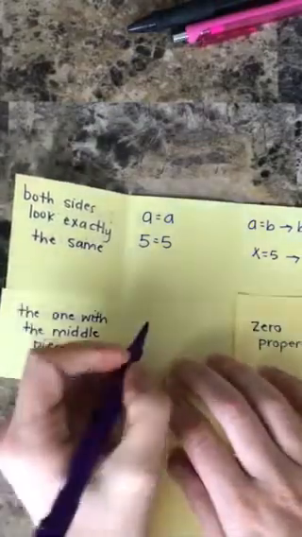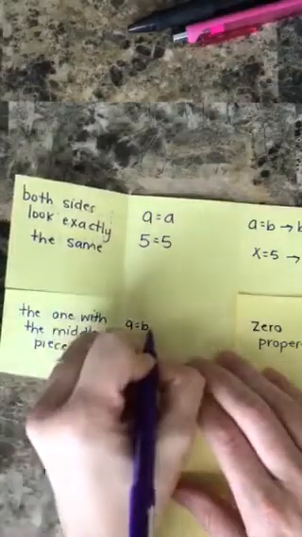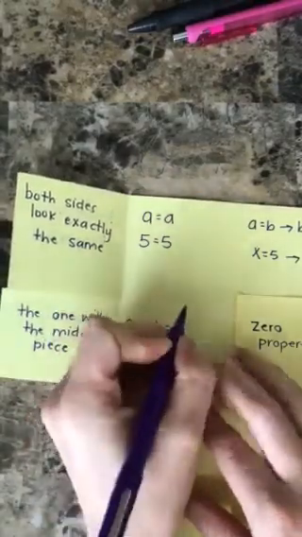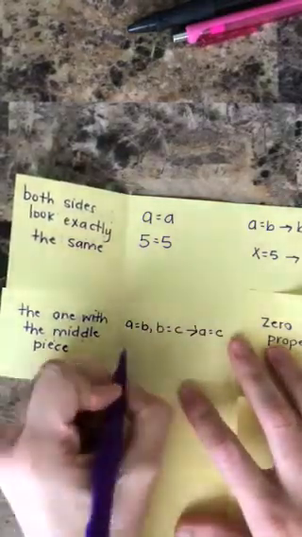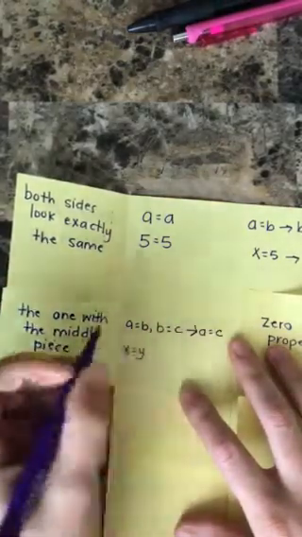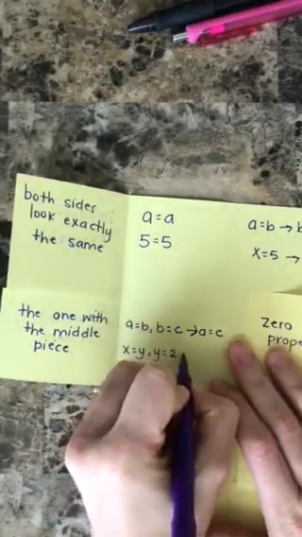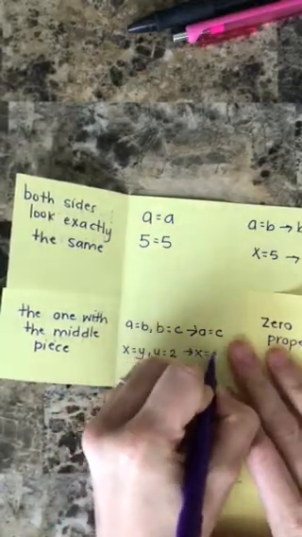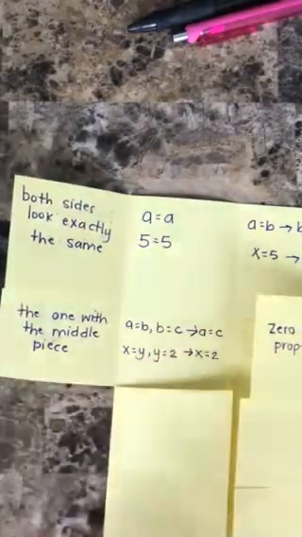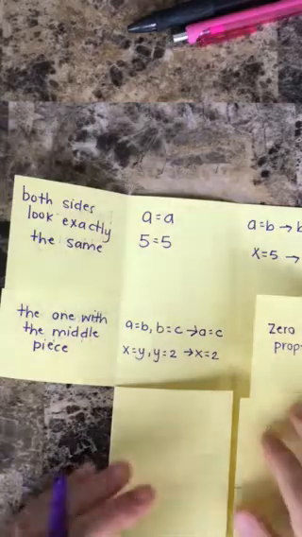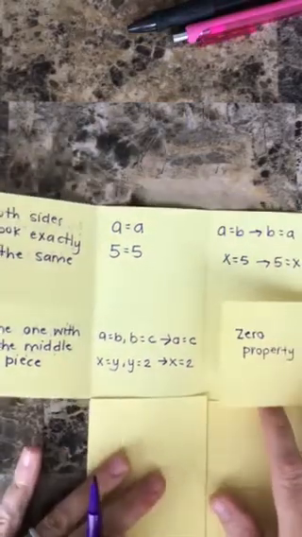Okay. An example of that, let's see, A equals B and B equals C, therefore A equals C. So X equals Y, Y equals 2, so X equals 2. So by middle piece, I mean this one right here. Again, you don't see it super often, but there you have it. Super fun stuff so far.